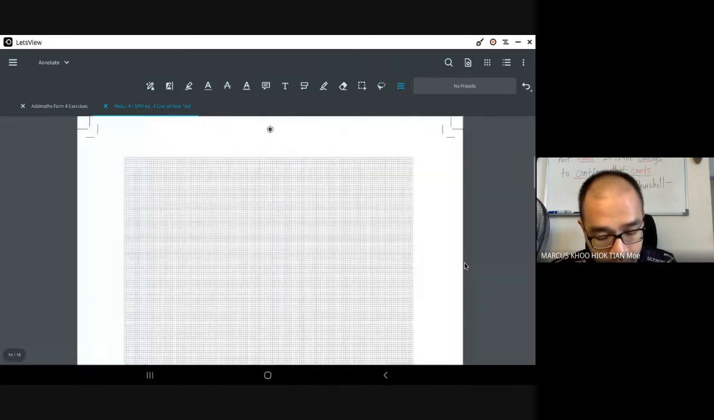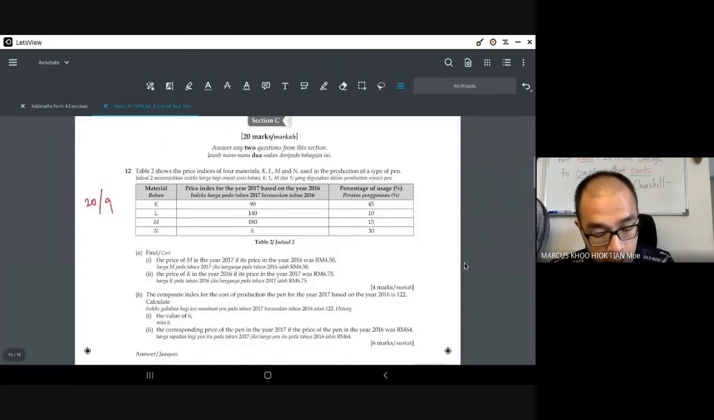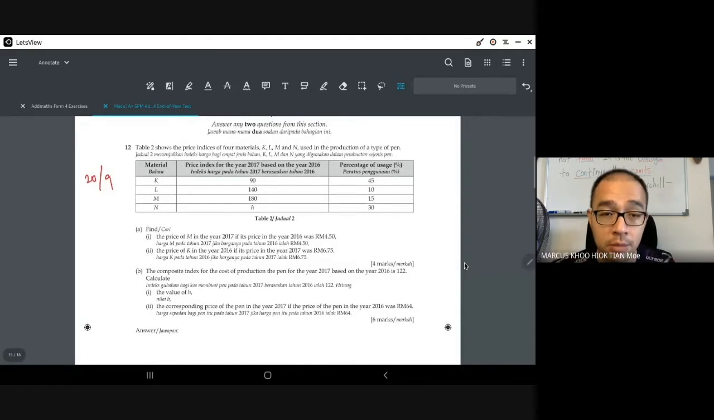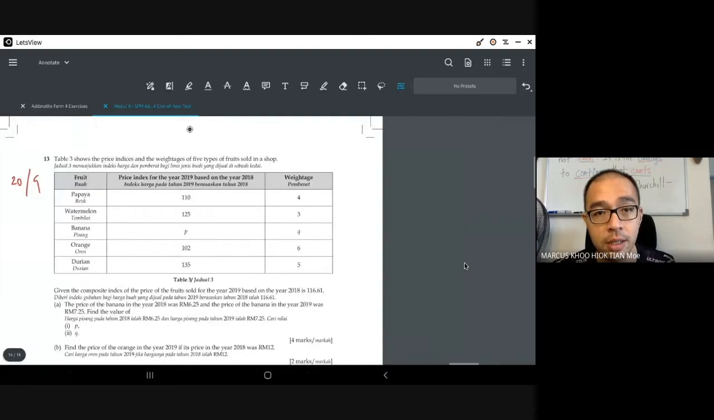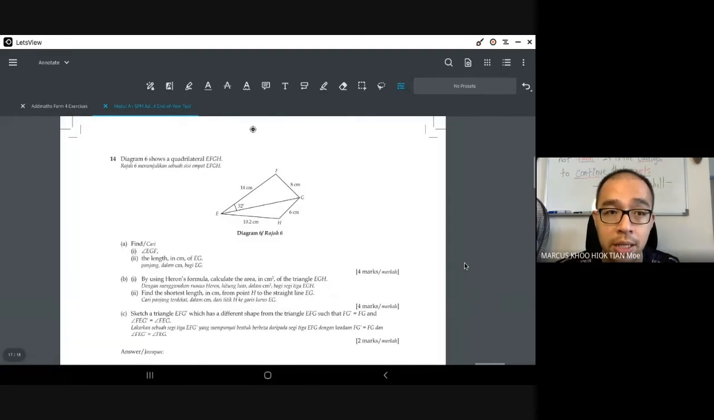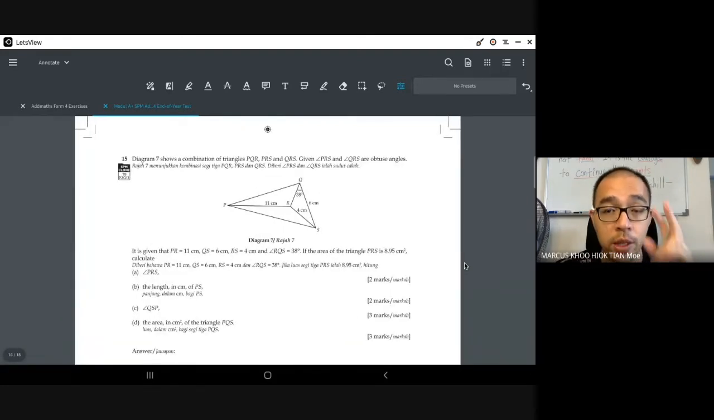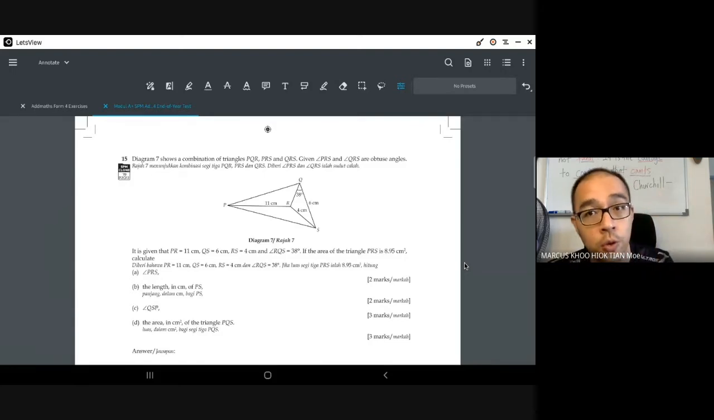Okay, now let's go to section C. Now, section C, you see the index number. Question number 12 is index number. Question number 13 is also index number. Question number 14 is solution of triangles. Question number 15 is solution of triangles. So you have two questions index number to revise, and then two questions solution of triangles for us to revise.